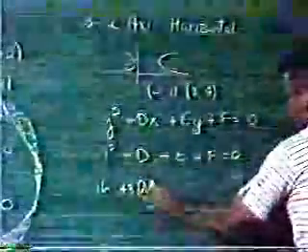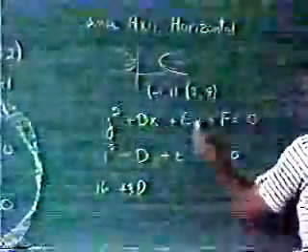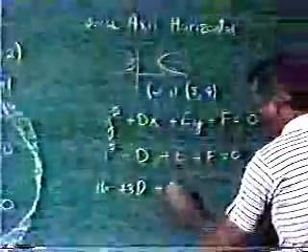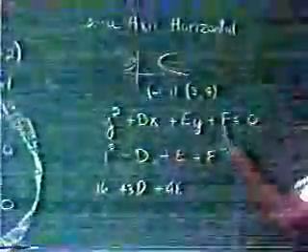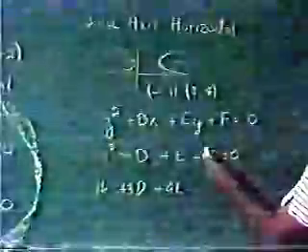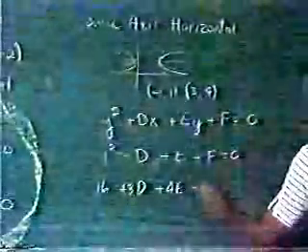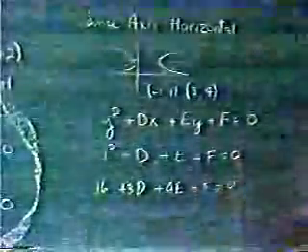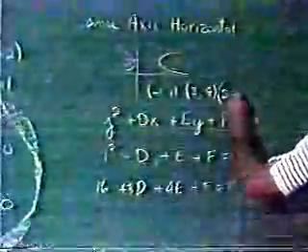Now this is a plus 3/4. Okay, so this is a plus 3D. All right, y is 4, so that's plus 4E, plus F equals 0. All right, it also is going through the point 2, minus 2.